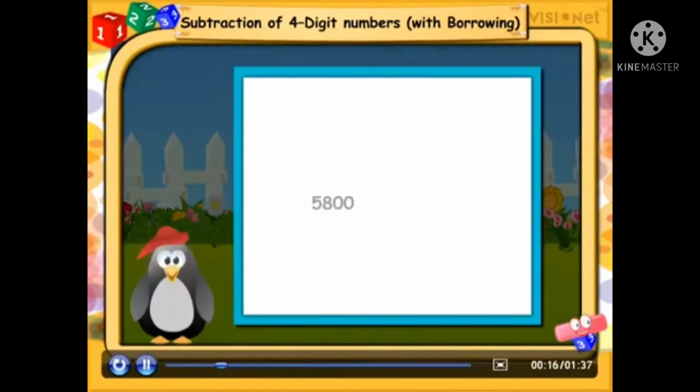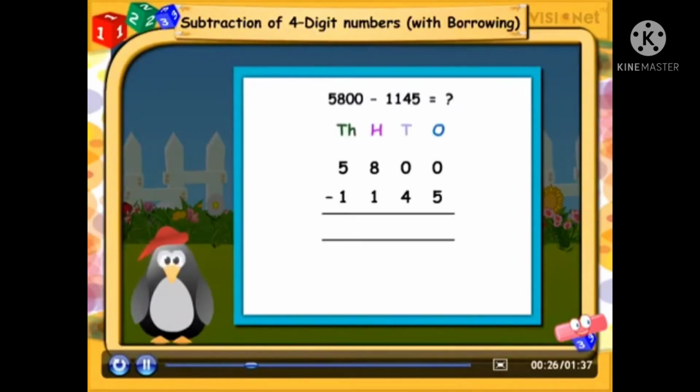Take two numbers 5800 and 1145 and place them in place value table. Now, if you observe carefully, 0 units is less than 5 units. So, we cannot subtract 5 from 0. We need to borrow from the tens place, but look, even the tens place has a 0. So, we cannot borrow from the tens place either. Now what do we do? Yes, we borrow from the hundreds place.